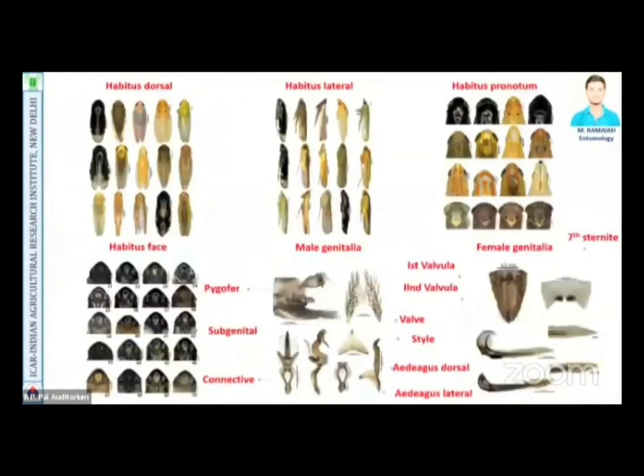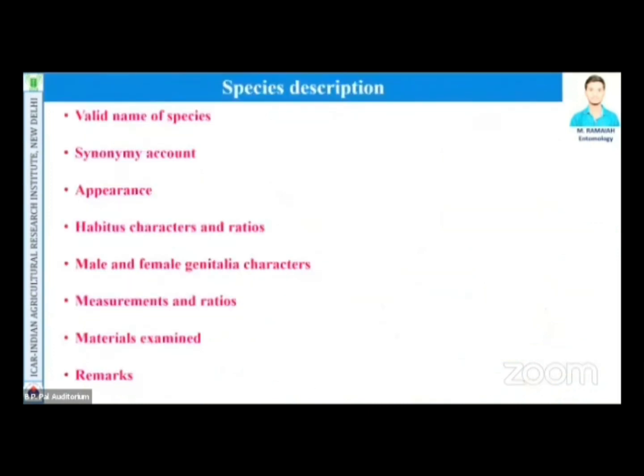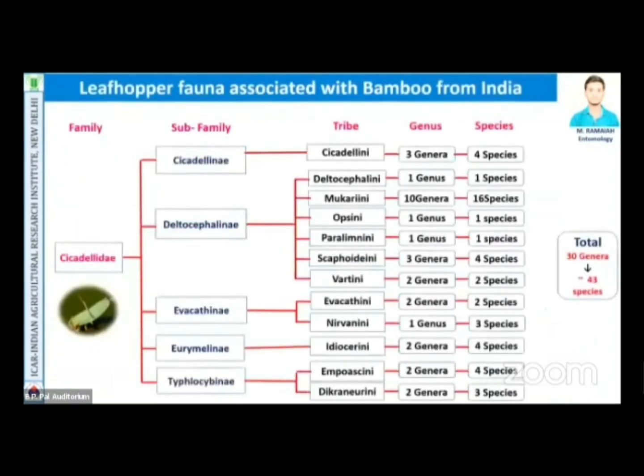In the case of the leafhopper, male genitalia is very important for the species description, which has the subgenital plate, connective, valve, style, aedeagal dorsal and aedeagal lateral. The species description is as follows, and finally holotypes and paratypes were designated and deposited in the National Pusa collections.